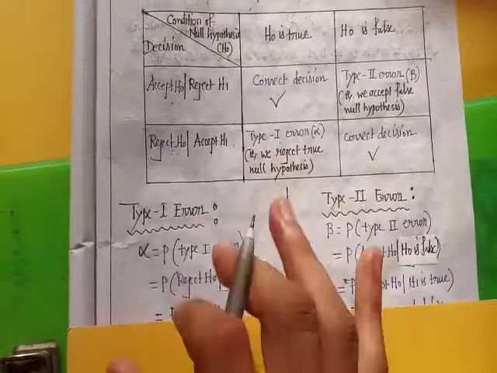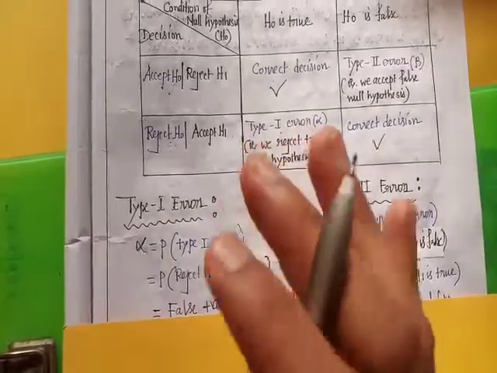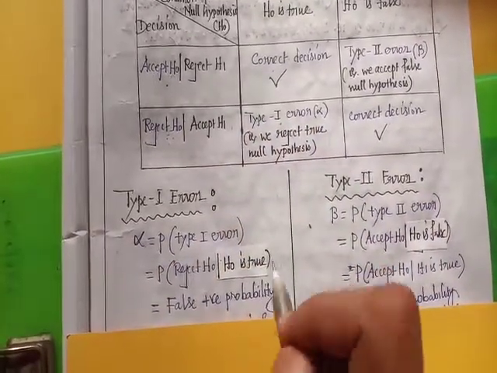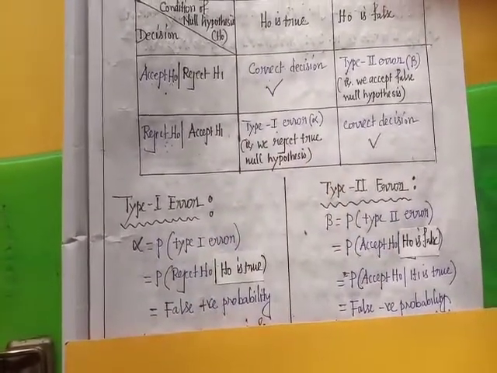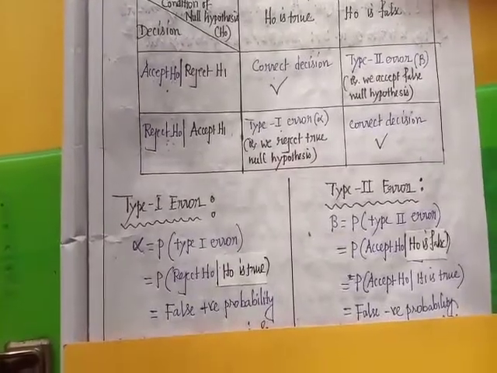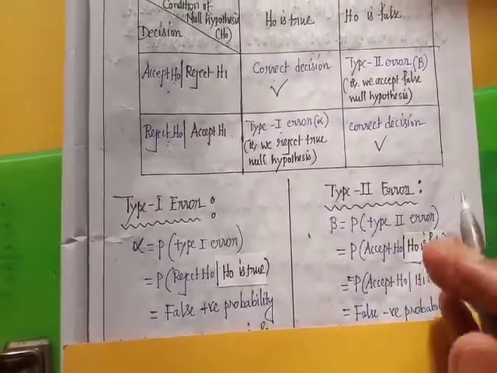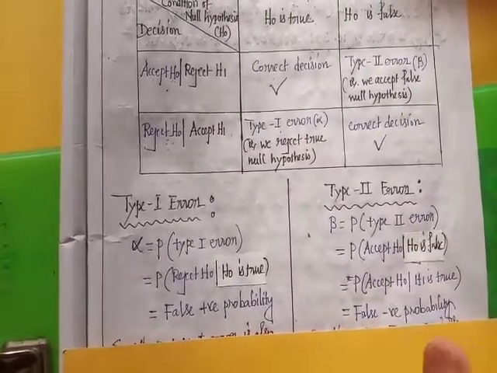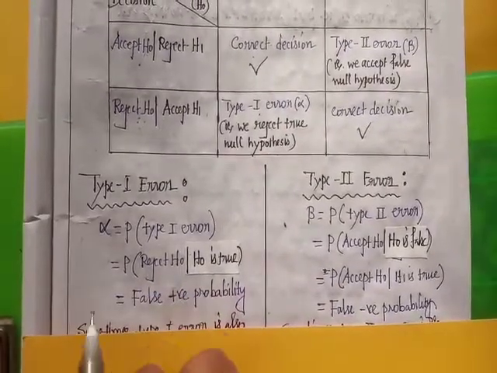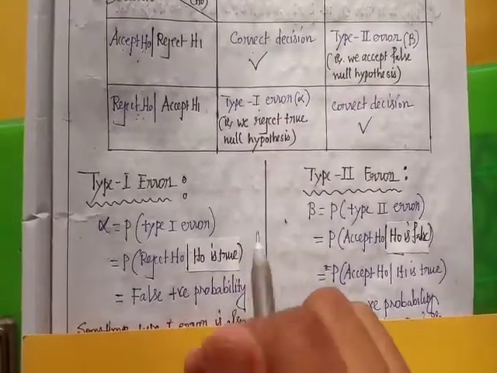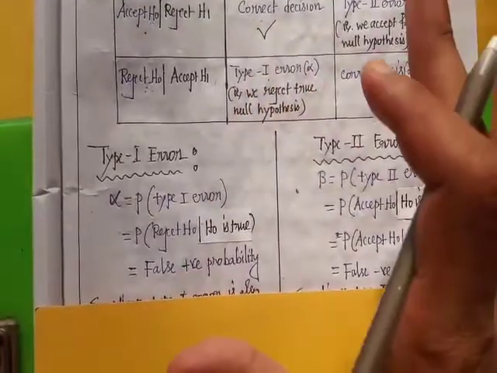Please remember, sometimes alpha, the probability of type 1 error, is called the false positive probability. And sometimes beta is also called the false negative probability.